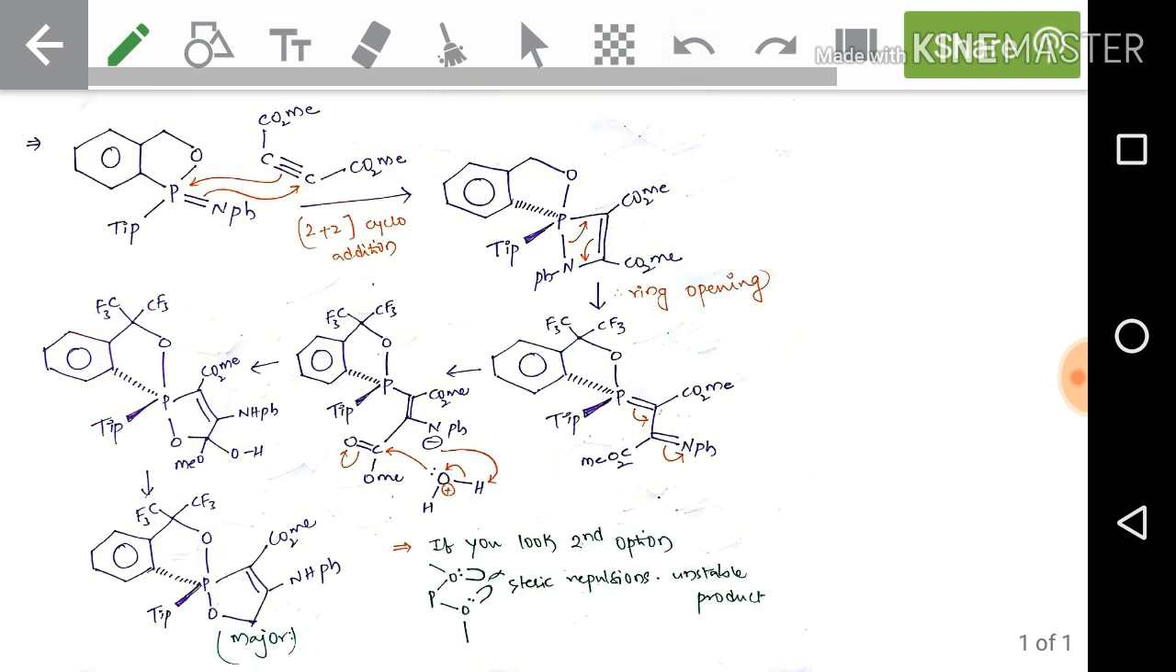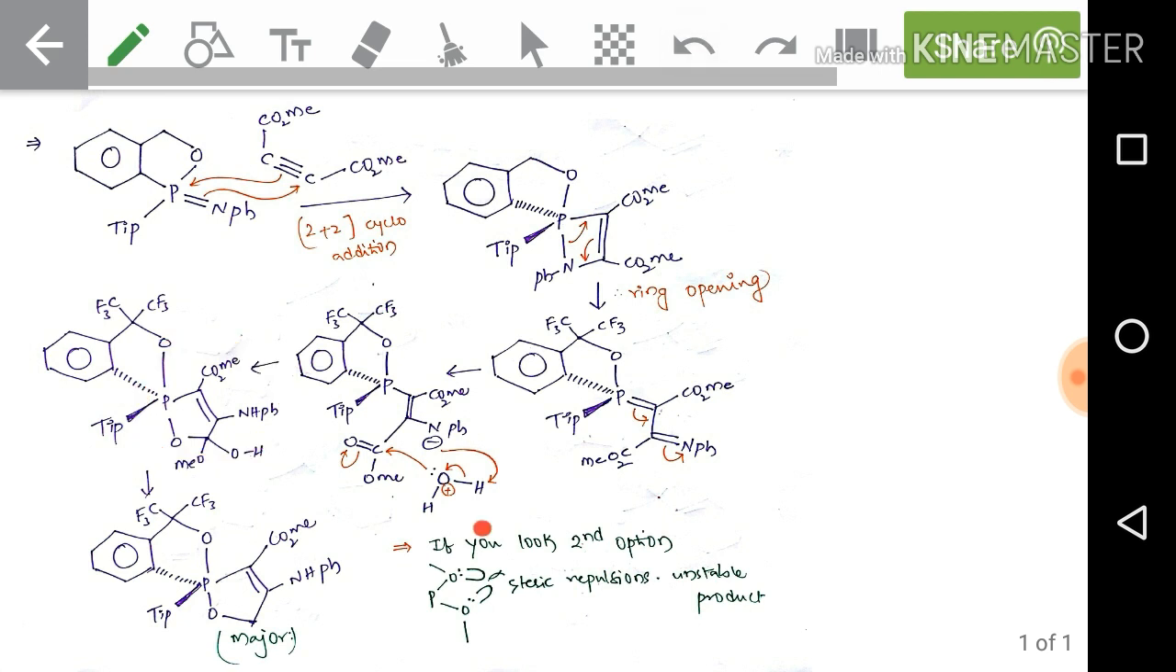So in the first step, after formation of the 2 plus 2 cycloaddition, the cleavage of the 4-membered ring takes place. That means ring opening takes place. After it, just follow the arrows here. In the next step, the water molecule, which is acting as a nucleophile, is going to attack the carbonyl carbon, and the negative charge on nitrogen takes the proton from it. So here is the formation of a 5-membered ring.